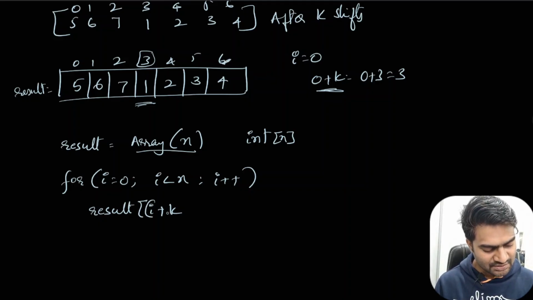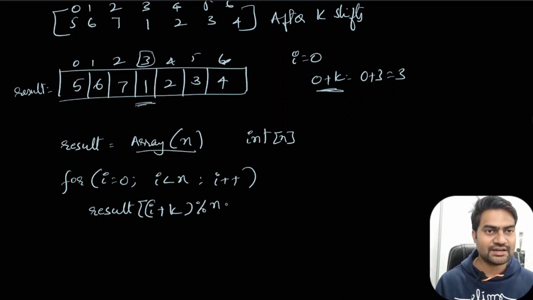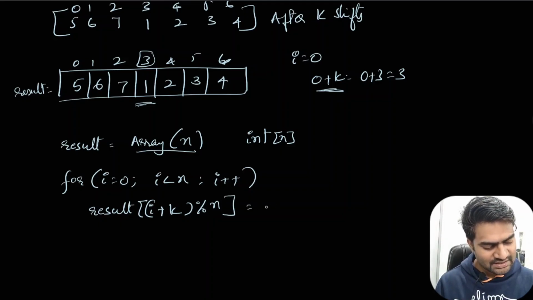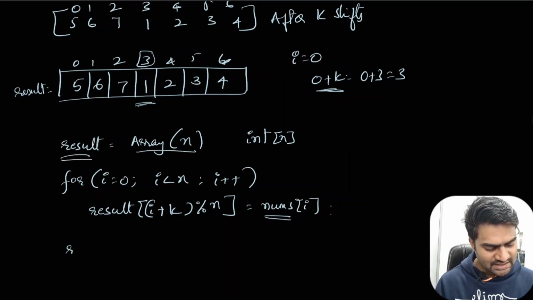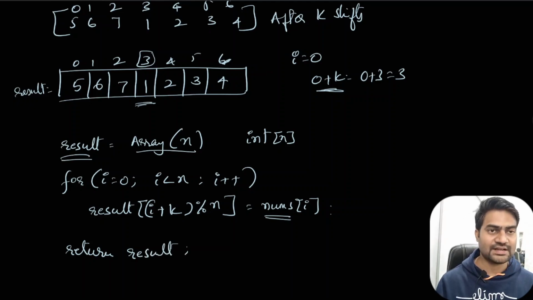So for that, I need to take modulo by n. This way, whenever this index crosses 6, automatically it will start from 0. Then I will copy the element from nums of i. This way, we will copy the elements from the nums array to the result array, and then finally I will return the result.